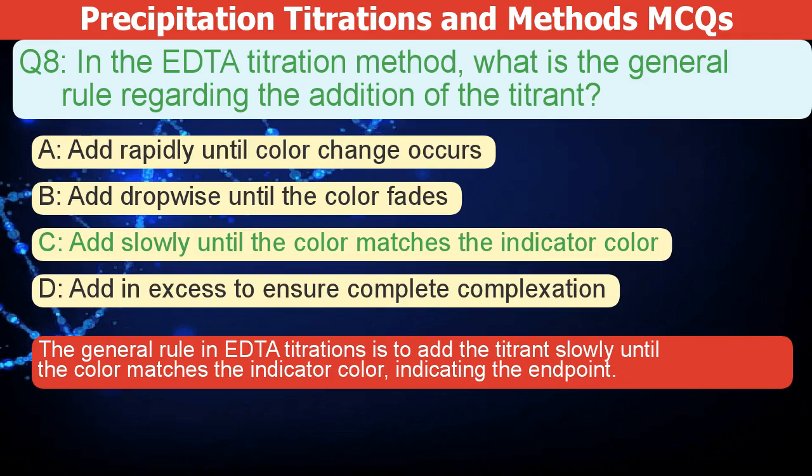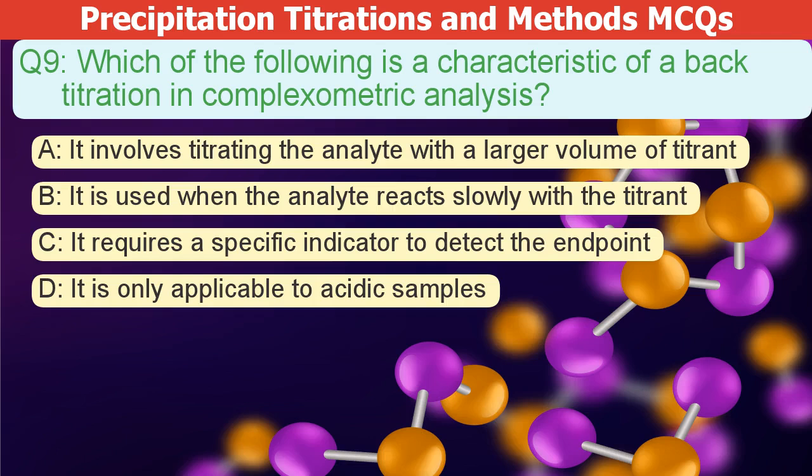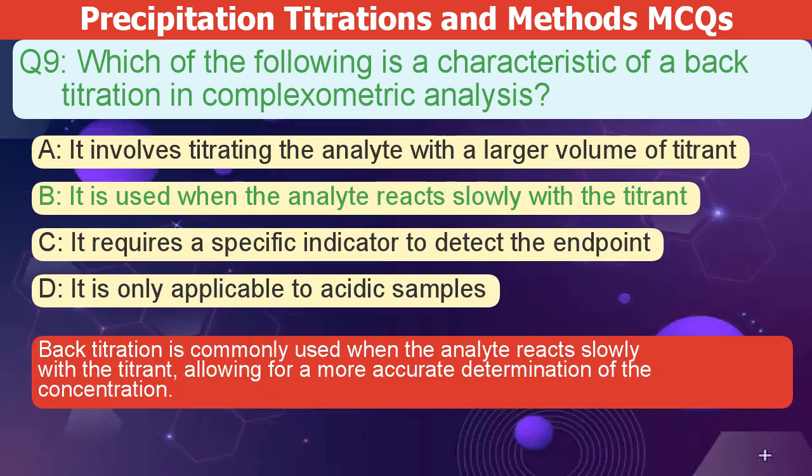Which of the following is a characteristic of a back titration in complexometric analysis? A. It involves titrating the analyte with a larger volume of titrant. B. It is used when the analyte reacts slowly with the titrant. C. It requires a specific indicator to detect the endpoint. D. It is only applicable to acidic samples. The correct answer is B. Back titration is commonly used when the analyte reacts slowly with the titrant, allowing for a more accurate determination of the concentration.